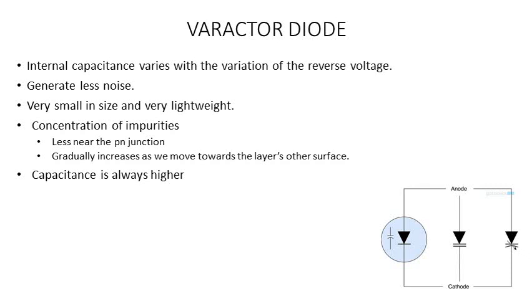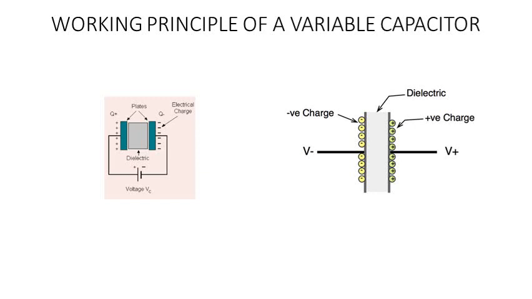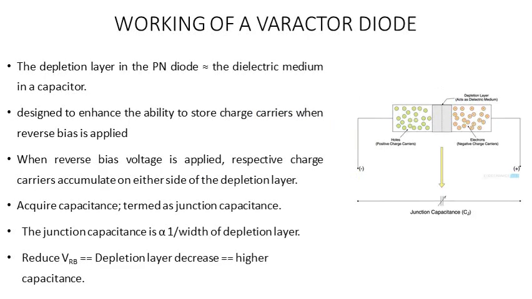So the principle works very similar to that of a variable capacitor. In the variable capacitance also, we saw that the capacitance is proportional to the area, but inversely proportional to the width. So this same principle is what is happening over here, because we said that the depletion layer is almost similar to that of the capacitor's dielectric medium. So here also the junction capacitance that is formed is inversely proportional to the depletion layer.